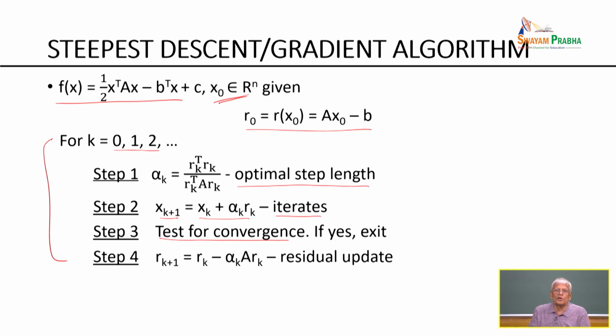The test of convergence, as we already saw, can be based on the residual, the length of the residual vector. And if I were to continue, I do the residual update. So, these 4 steps are repeated until you exit out of the do loop. So, that is the actual algorithm. It can be very easily coded.